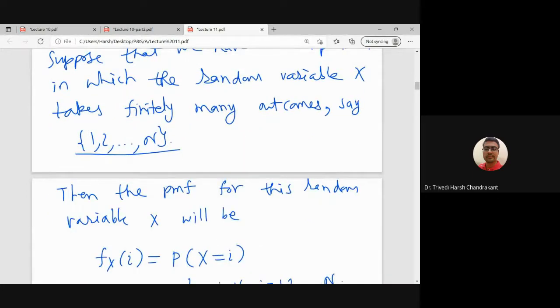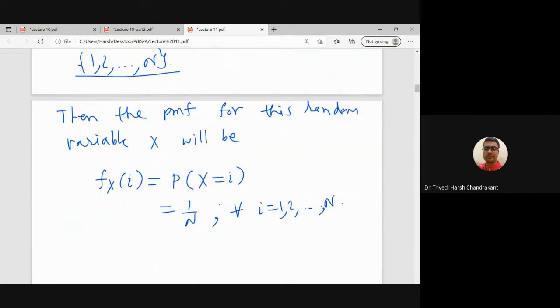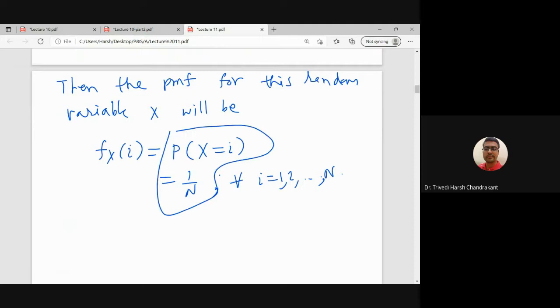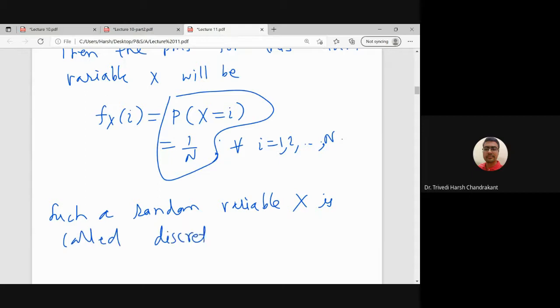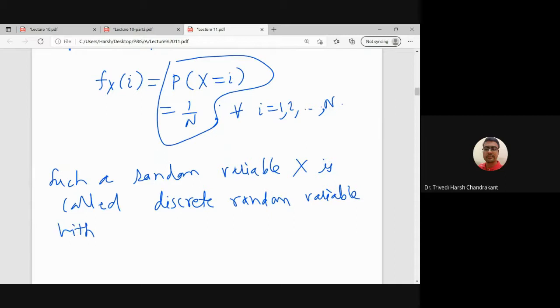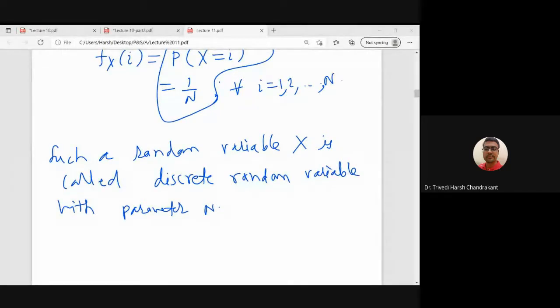So if we have an experiment whose outcome gives a random variable which follows the equal probability rule, that means it satisfies this property, such a random variable is called the discrete uniform random variable. Such a random variable X is called a discrete uniform random variable with parameter capital N. We denote the parameter capital N, which means this random variable has essentially N distinct values in the range.